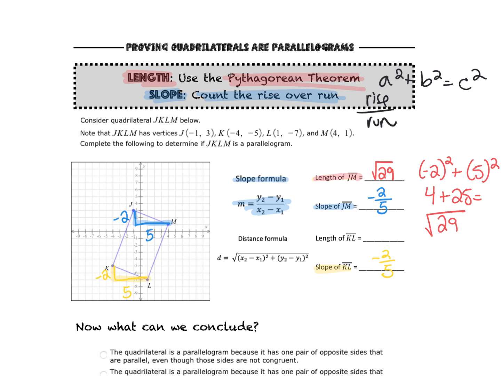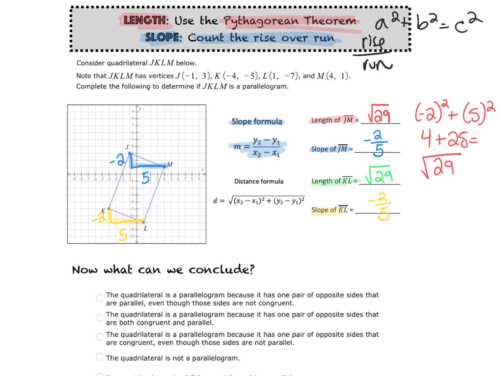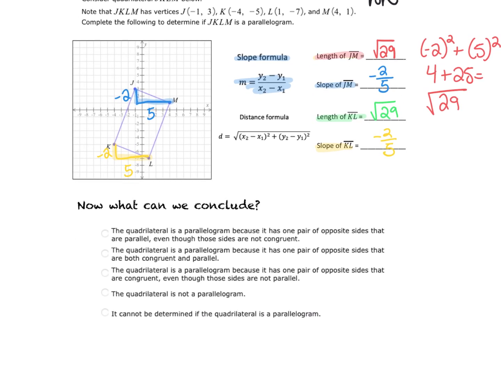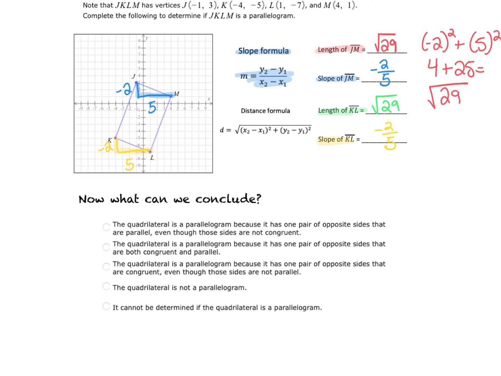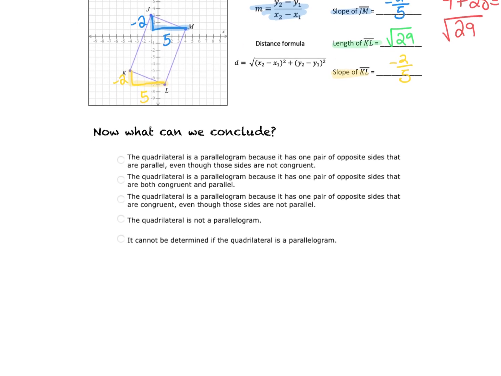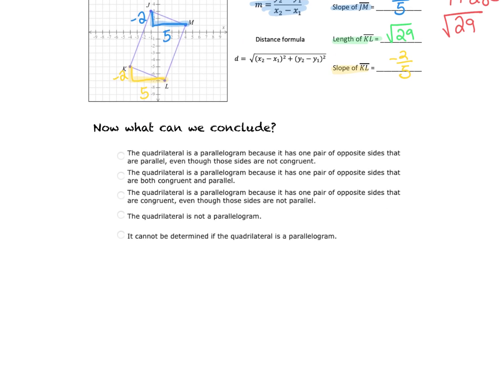If you notice, the slopes of JM and KL are the same. So that tells me that automatically the length of KL must also be the square root of 29, because it's the same exact formula and the same exact numbers. So what can we conclude about what we just found? The lengths of JM and KL, which are opposite one another, are equal, and the slopes are equal. So that means that the quadrilateral must be a parallelogram because it has one pair of sides that are equal and one pair of sides that are parallel.